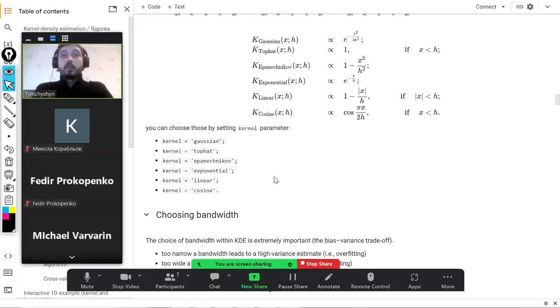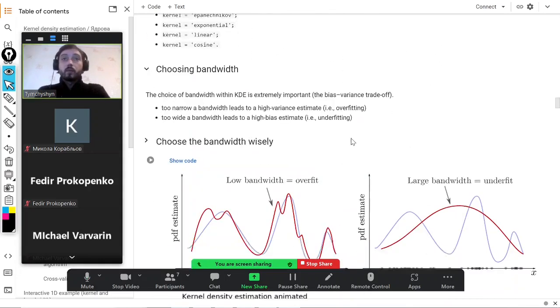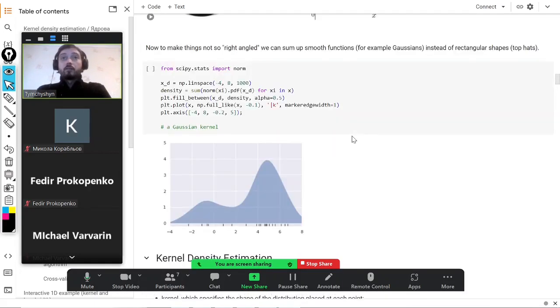Okay, so everything is defined with the parameter kernel equals to something, and here is the list of what it should be equal to get you the kernel you want. Okay, so now you know how to do basically the KDE.